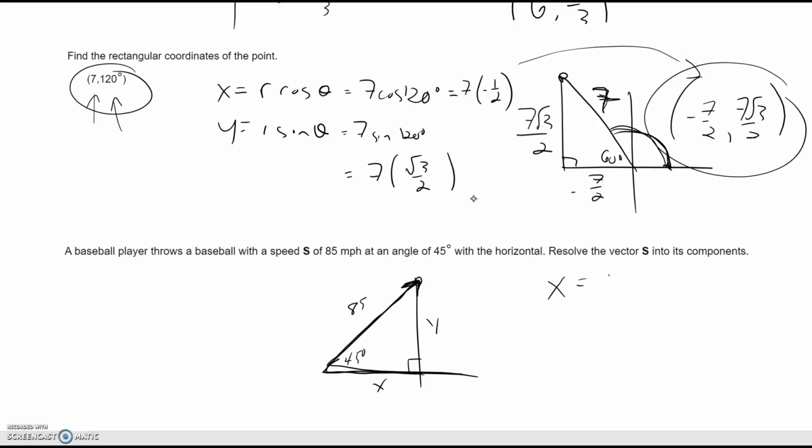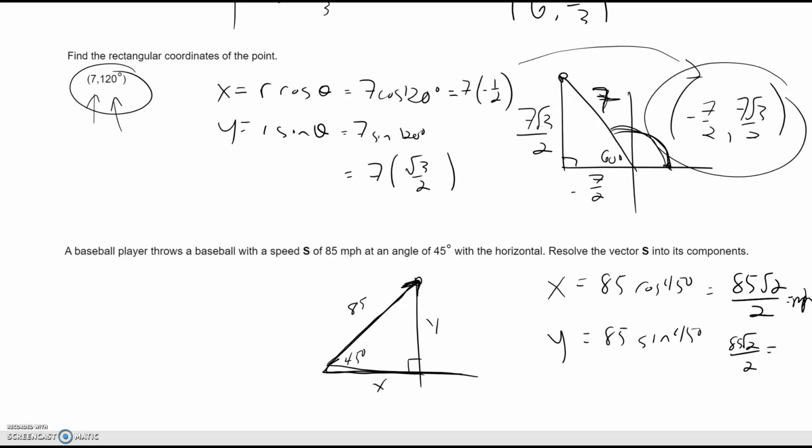So x is just 85 times the cosine of 45 degrees, and y is just 85 times the sine of 45 degrees. So my answer is 85 times root 2 over 2, and then 85 times the same thing, root 2 over 2, and you probably want to put that in a decimal form, and this should also be miles per hour, whatever the answer is in decimal form.